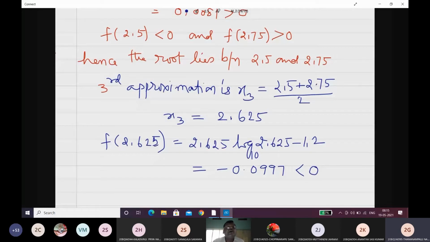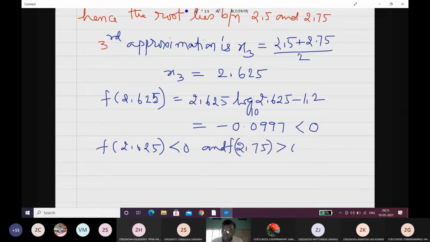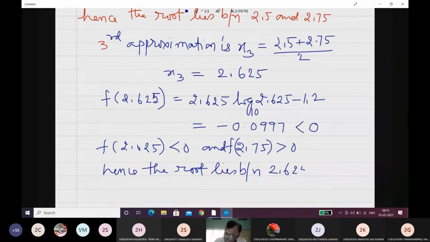Now we have to observe that f of 2.5 is negative and f of 2.75 is positive. Therefore, f of 2.625 is negative and f of 2.75 is positive. Hence the root lies between 2.625 and 2.75, right?